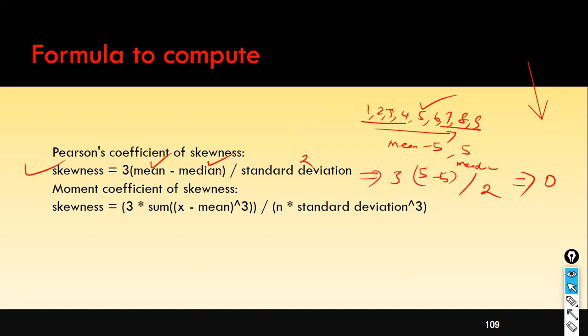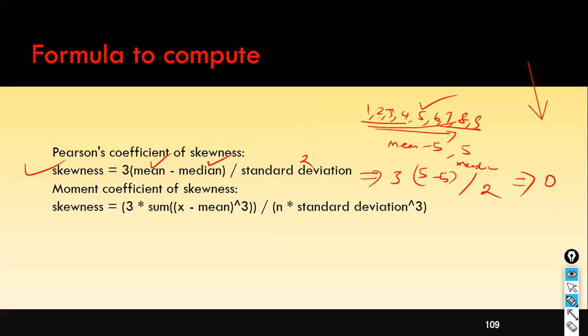So if the skewness is 0, what does it tell us? Let's say you've plugged in the values in the skewness formula. Since this is the data set, to plug in the values, first you need to compute the mean, find out the median, subtract the median from your mean, multiply this value by 3, and divide by the standard deviation. Standard deviation is 2 here. In this case, your numerator is 0. 0 divided by anything is 0, right?